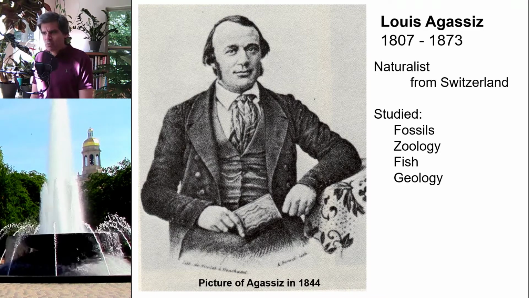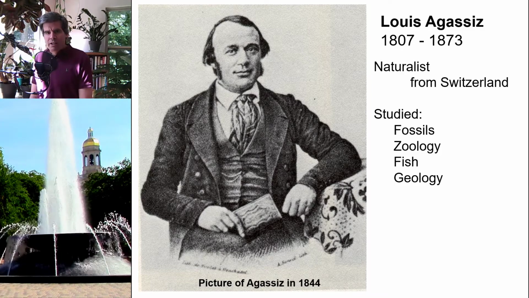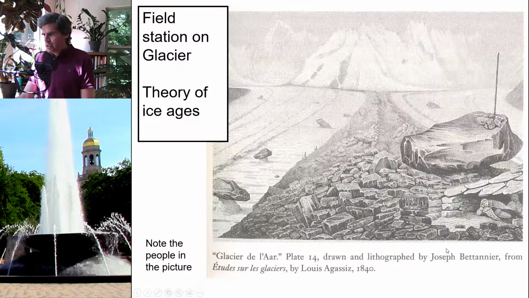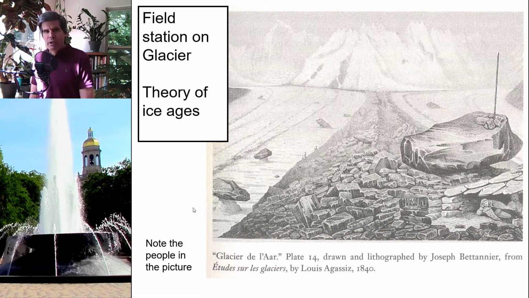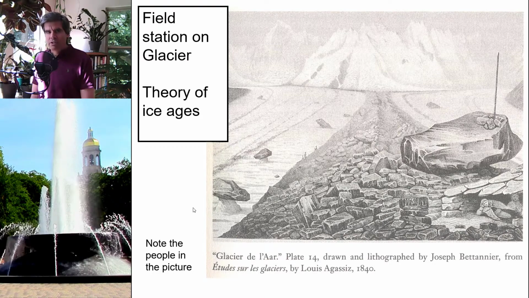So Louis Agassiz was a naturalist from Switzerland, and as a naturalist, he would have studied things like fossils and zoology. He studied different types of animals, and he studied fish, and he studied geology. In fact, early in his career, he did a lot of work studying geology. In fact, I have a picture here. There we go. From one of his early studies in Switzerland, where he was studying glaciers. And studying glaciers, he came up with a theory of ice ages that today we realize is largely true.